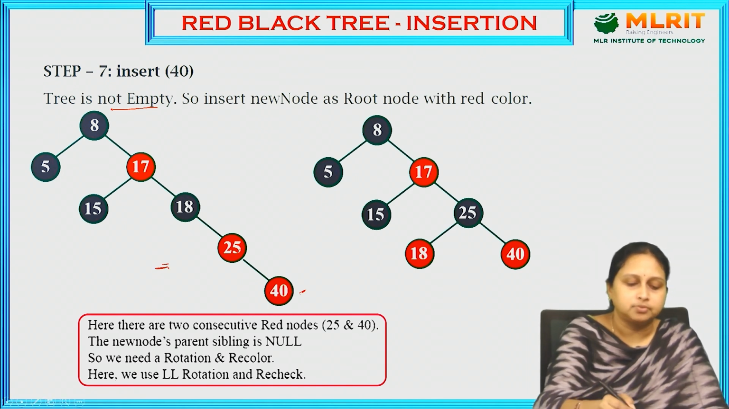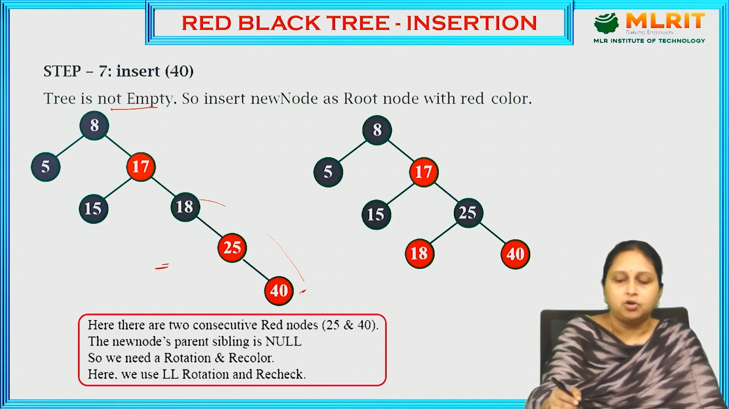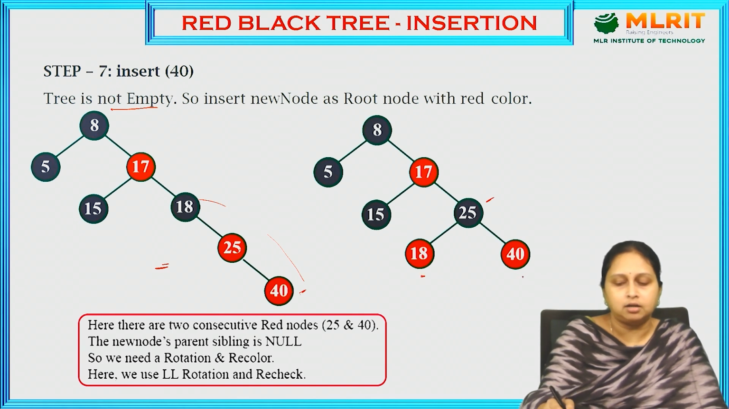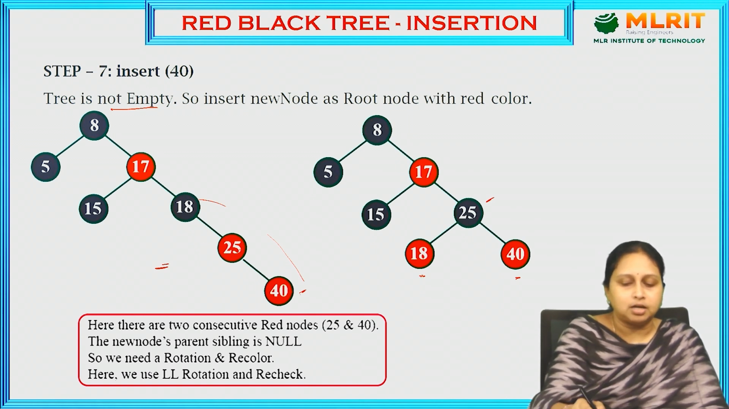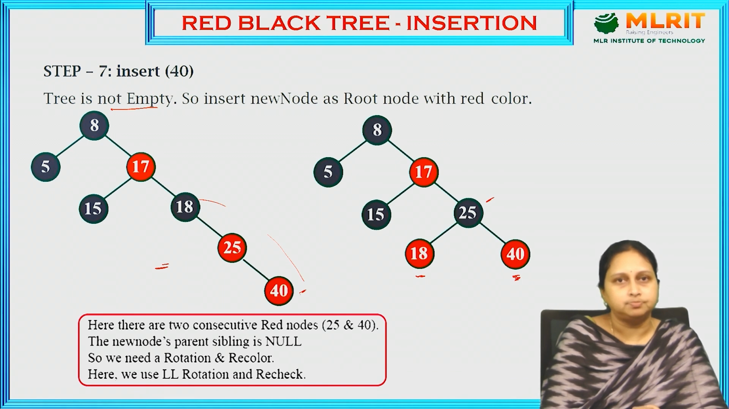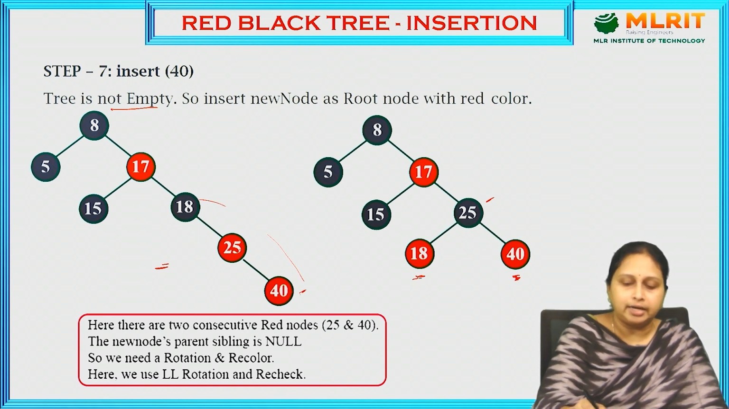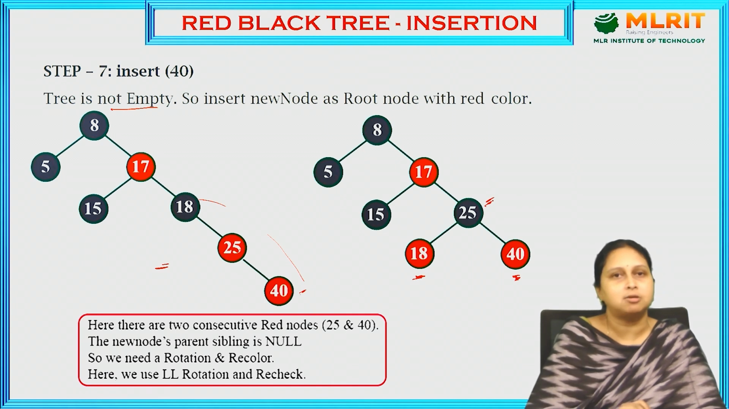Perform rotation on these three. When I rotate all these three, I get 18, 25, 40. 25 is the middle element, and 18 and 40 are the left and right children. Now recolor all of them. Except 40, which is the new node that has been inserted, the remaining two have to be recolored. Please remember that: 18 is colored red and 25 is colored black.